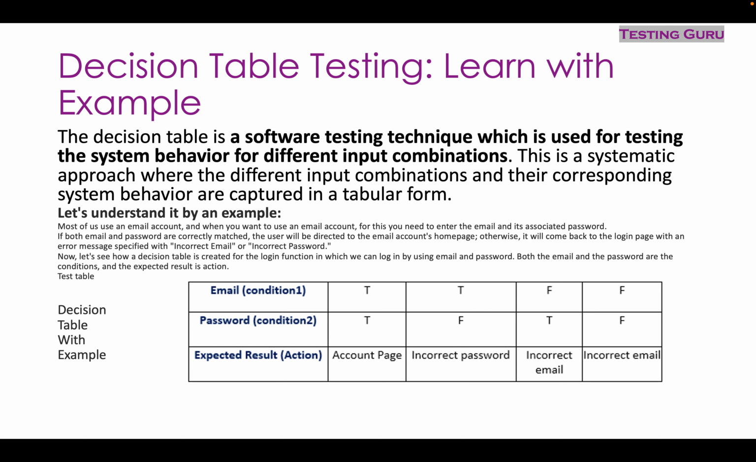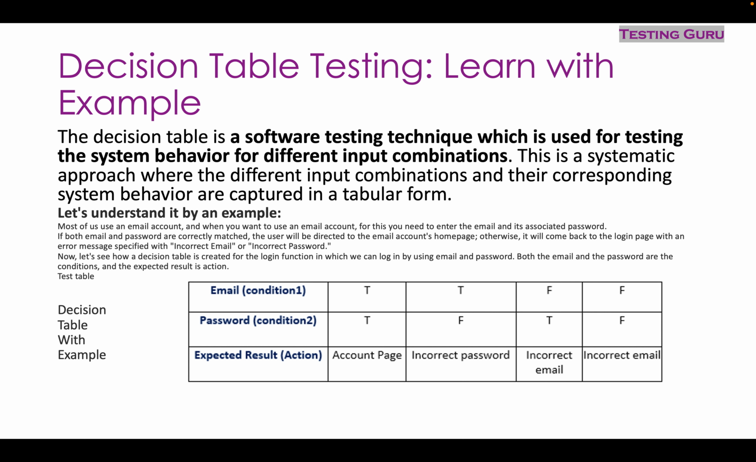So now let's see how decision tables are created for this particular login functionality, in which we can log in by using an email id and password. Both the email and password are the conditions, and the expected result is an action. So we have two conditions here and one action. Email is one condition, password is another condition, and expected result is an action. In the first case, where email and password are true or correct, it will go to the account page. That is the expected result or action.